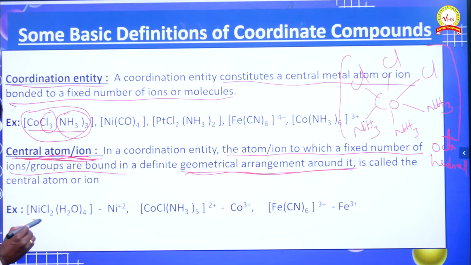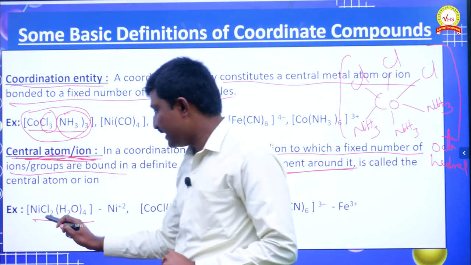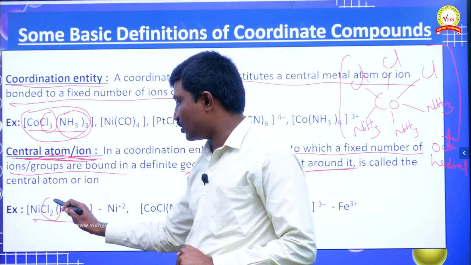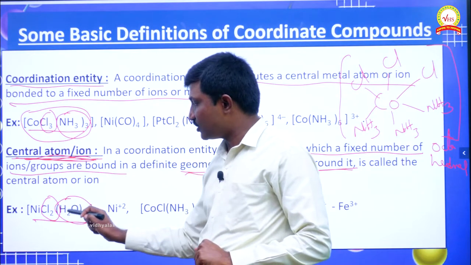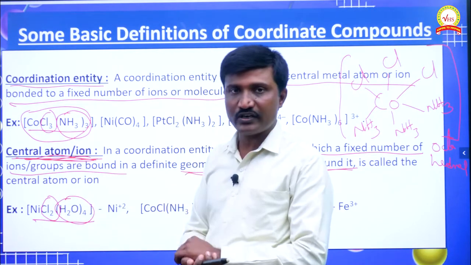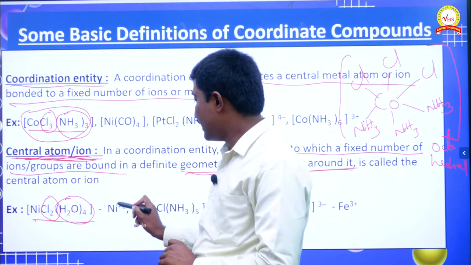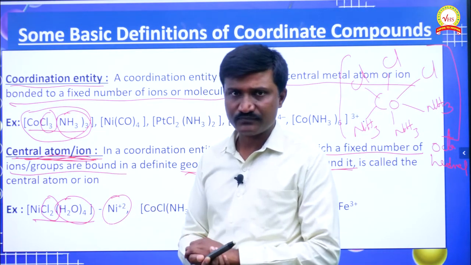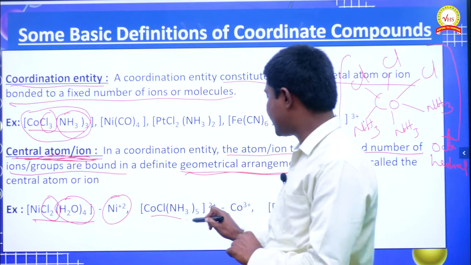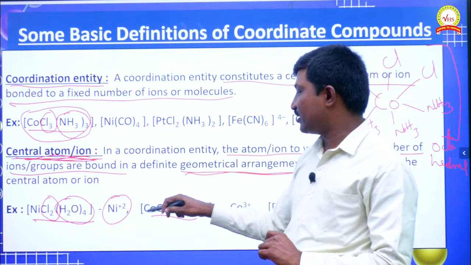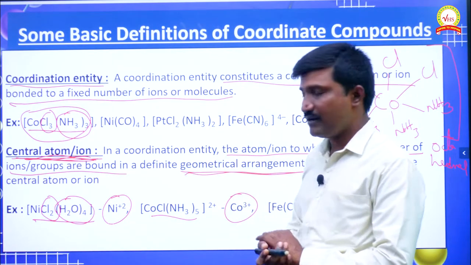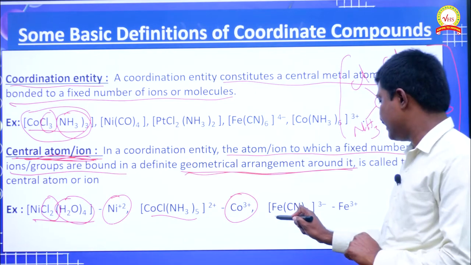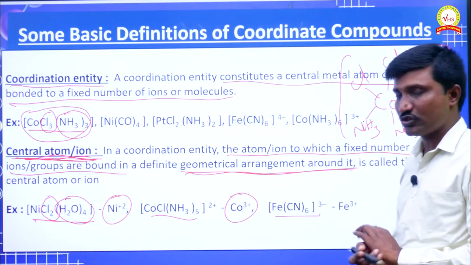Now, in this NiCl2(H2O)4 example, nickel binds with 2 chloride ions and 4 water molecules. Since nickel binds to 2 chlorines and 4 water molecules, nickel is the central metal atom. In this complex compound, 5 ammonia molecules and 1 chlorine bind with cobalt, so cobalt is the central metal atom. And in iron, 6 cyanide ions bind with iron.